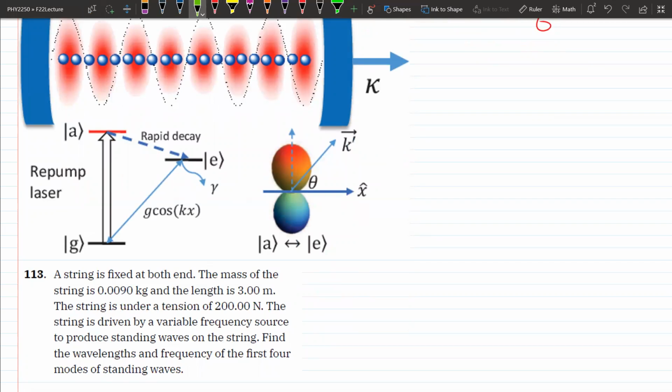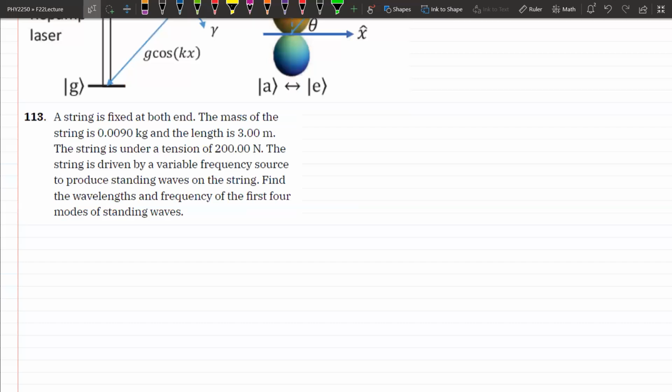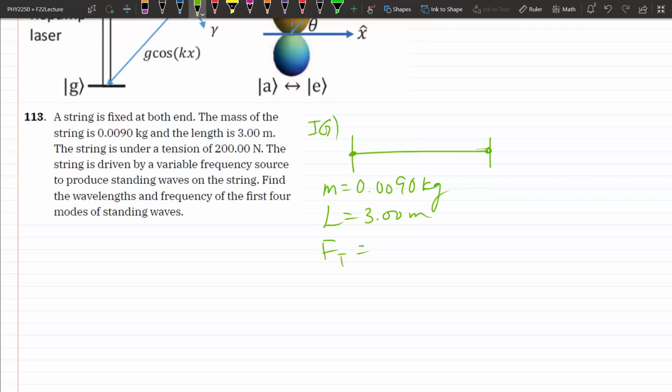Okay, so let's do an example. This is a more physical example, a wave on a string example. Let's say we have a string that is fixed at both ends, so I'm going to start drawing this. It has some mass of 0.0090 kilogram. It's nice that they give it to us in SI units at least. It has some length of 3.00 meters, and the string is under some tension of 200.0 newtons.